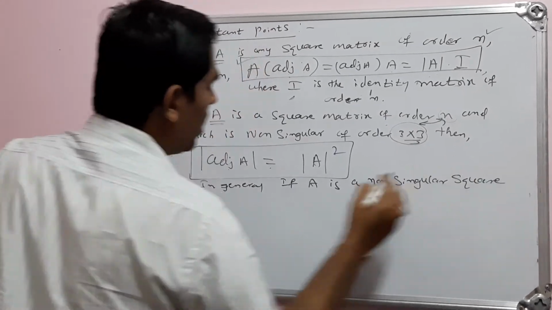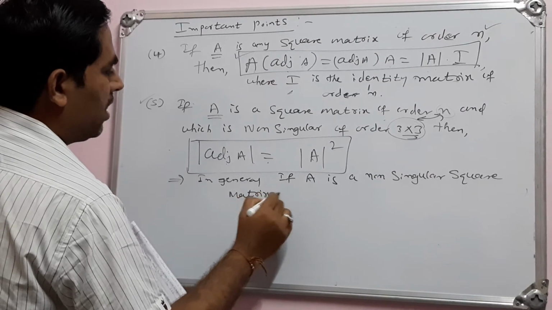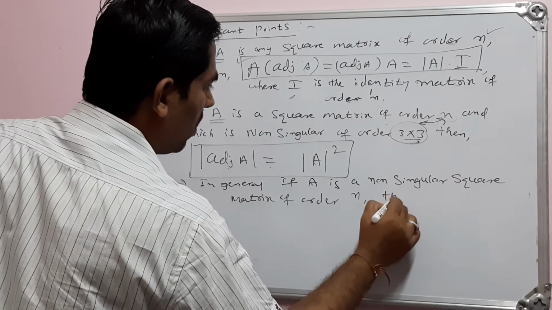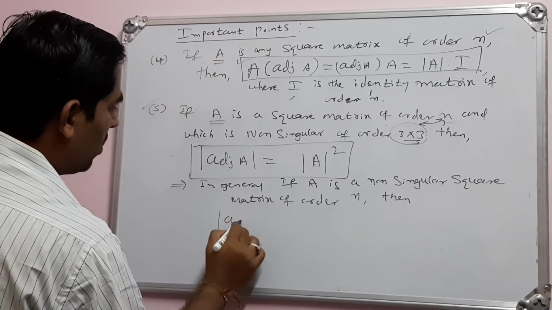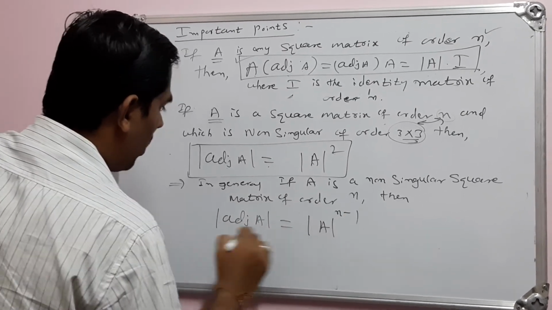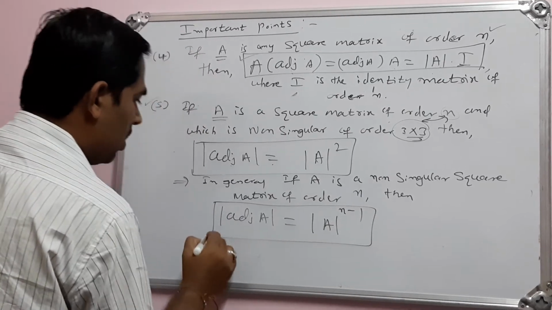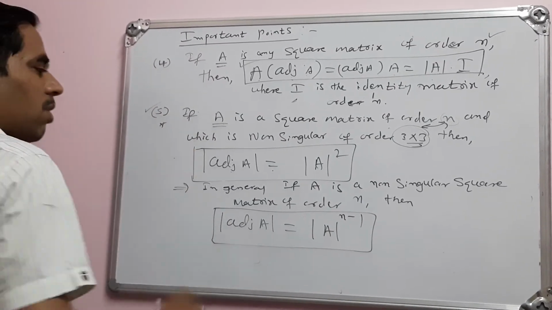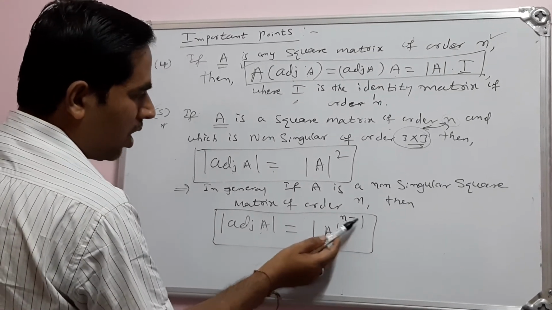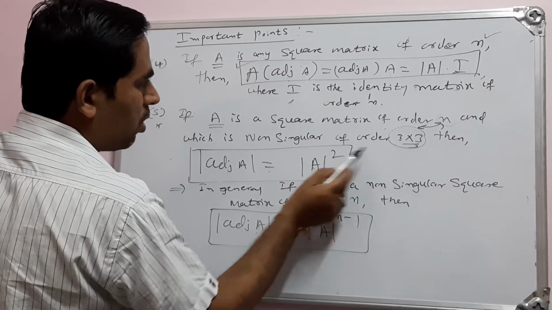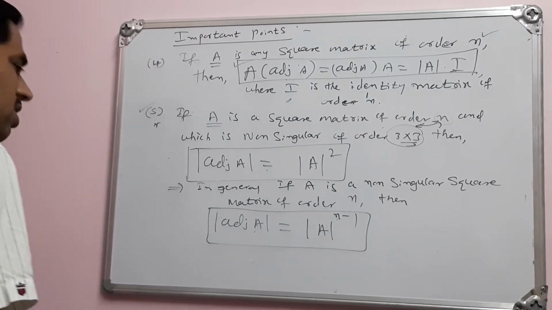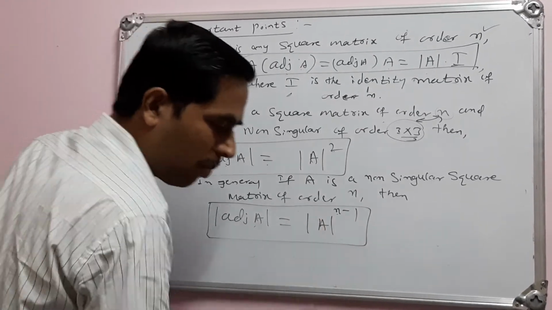If A is a non-singular square matrix of order n, then the determinant of adjoint A is equal to determinant of A whole to the power of n minus 1. This is the important point. The determinant of adjoint A is equal to the determinant of A to the power of one less than n. Here the order was 3, so 3 minus 1 will be 2. But generally we can write determinant of A whole to the power of n minus 1.